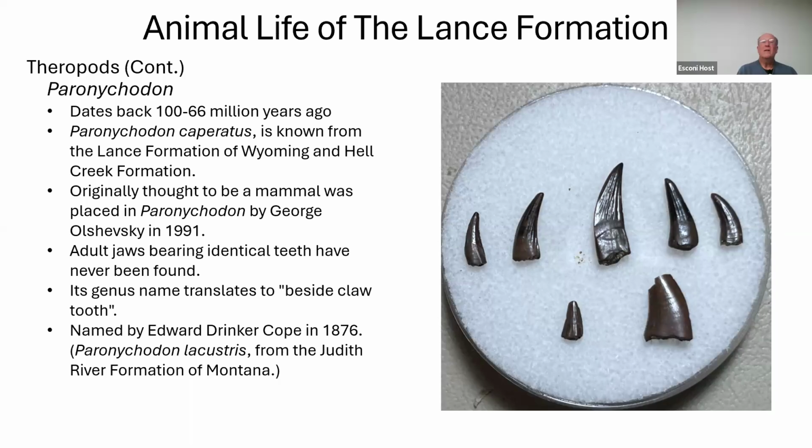They don't know what the actual animal looked like. The only thing we have are the teeth. There has not been a jaw bearing teeth to match up with an animal. The genus translates to beside claw tooth. I don't understand, but okay. It was named by Edward Drinker Cope in 1876, and it was found in the Judith River Formation of Montana. It has very unusual teeth, ranging in size from about a quarter-inch to an inch.